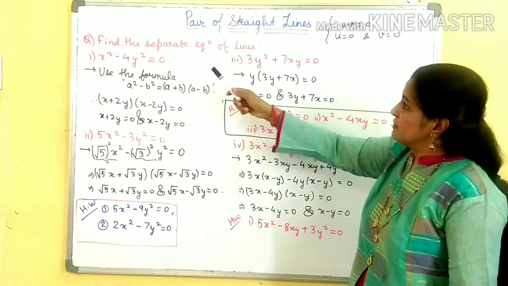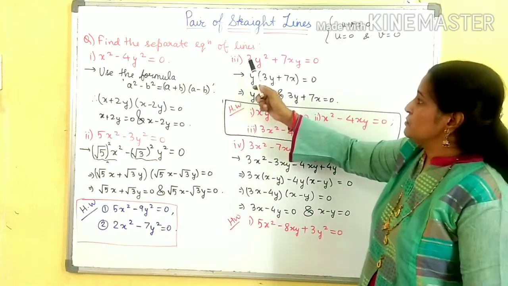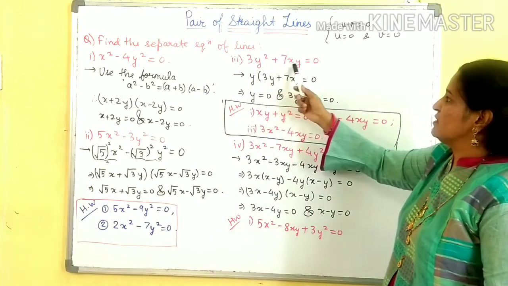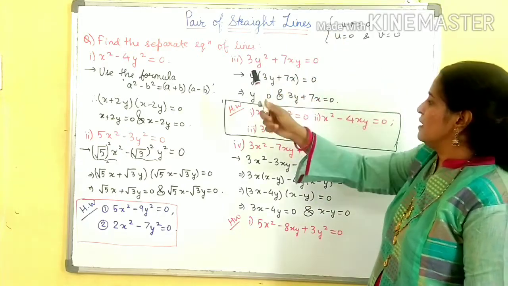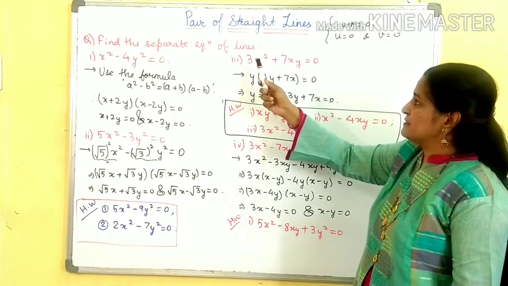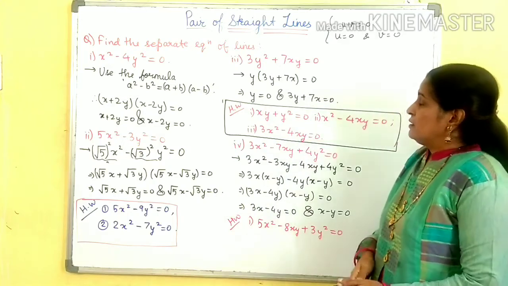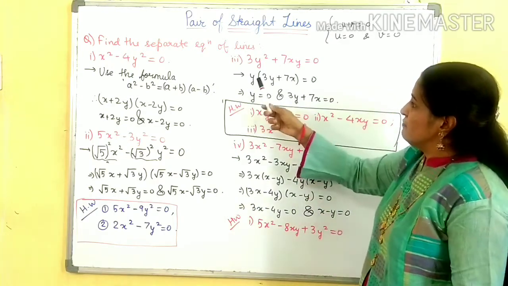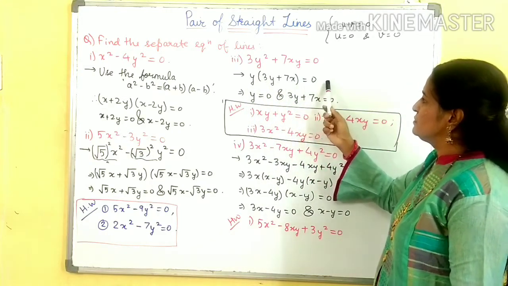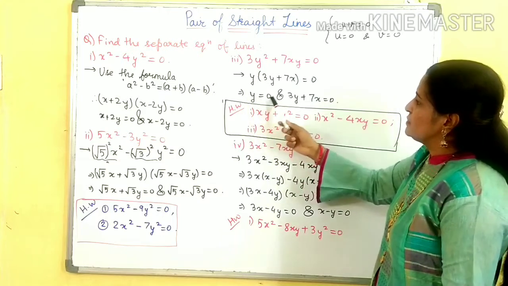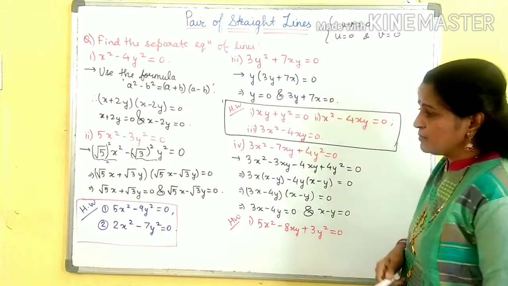Now the next example. The heading is the same for all these equations: find the separate equation of lines. Your equation is 3y square plus 7xy is equal to 0. Here there are two terms: either it may be y square or x square, and the second term is xy. So take y common from the above equation, then we get y into 3y plus 7x is equal to 0. That is, y is equal to 0 and 3y plus 7x is equal to 0, which are separate equations of lines.